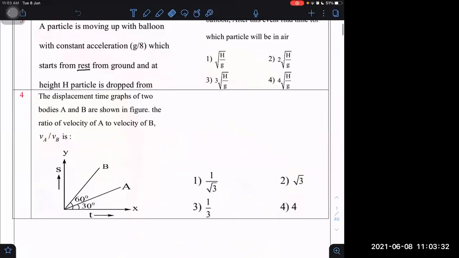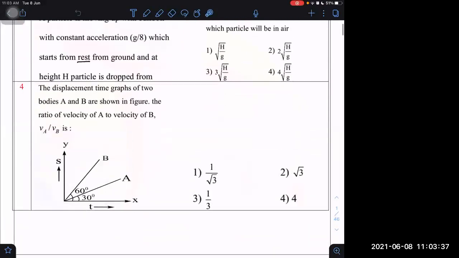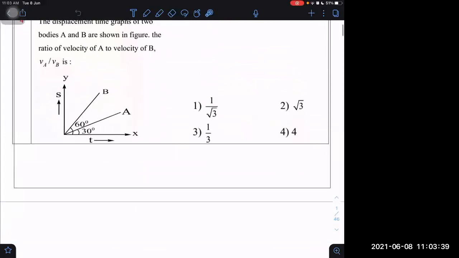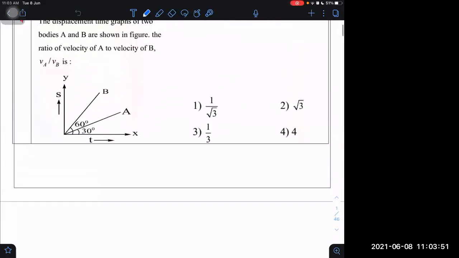Assignment 1. Can you do question number 4? Displacement time graph of two bodies are shown. What are the ratios of velocity of A to that of B? How to do? What is the main idea?